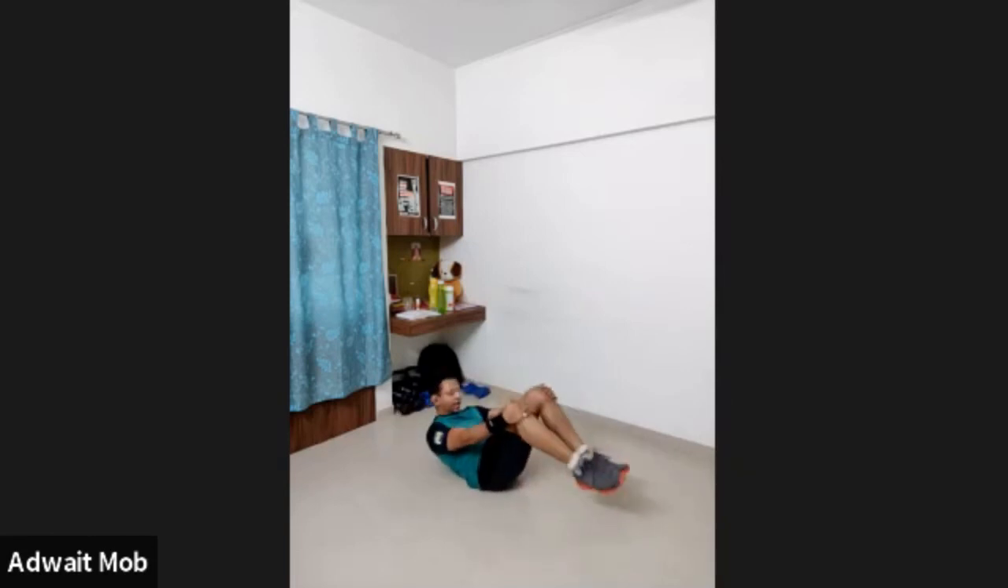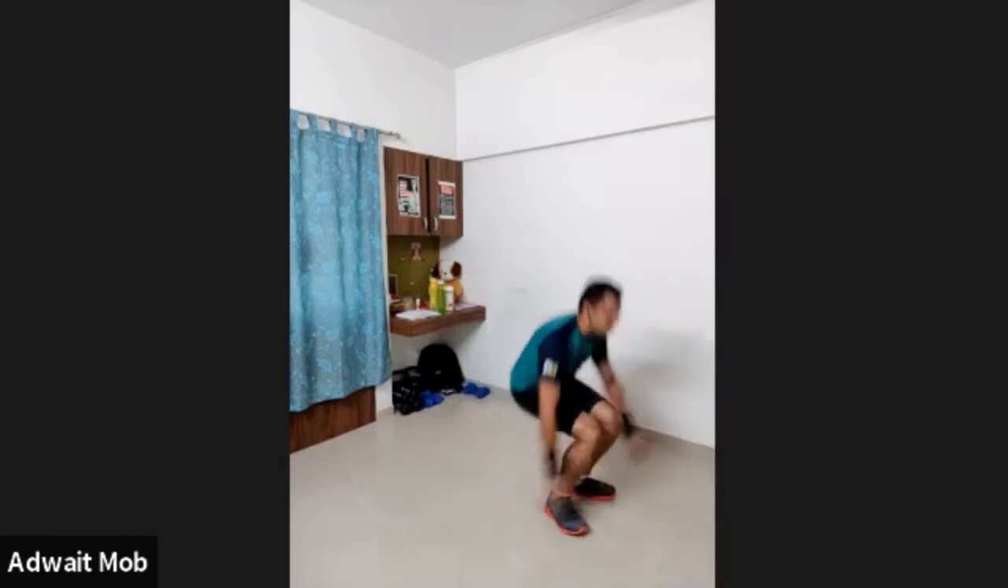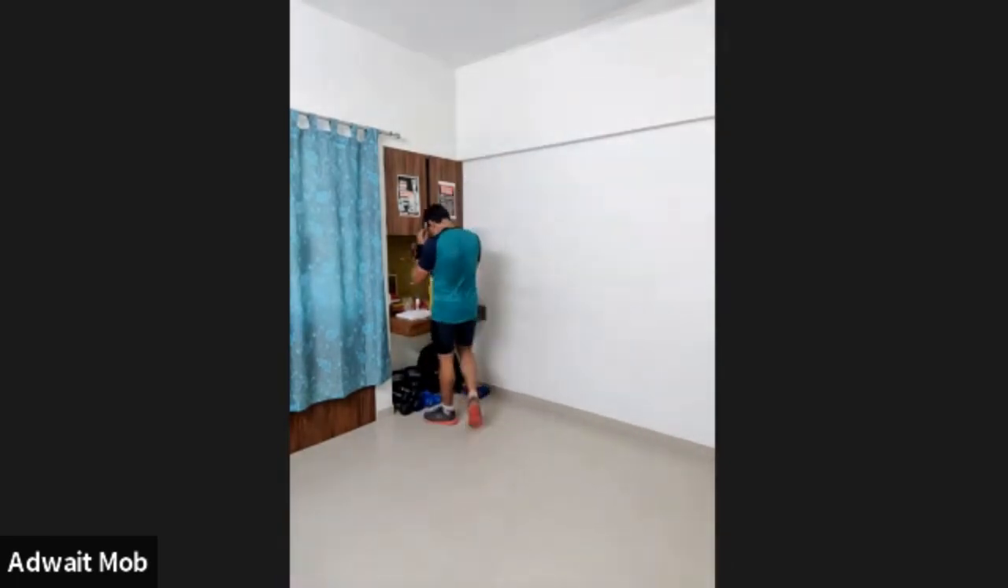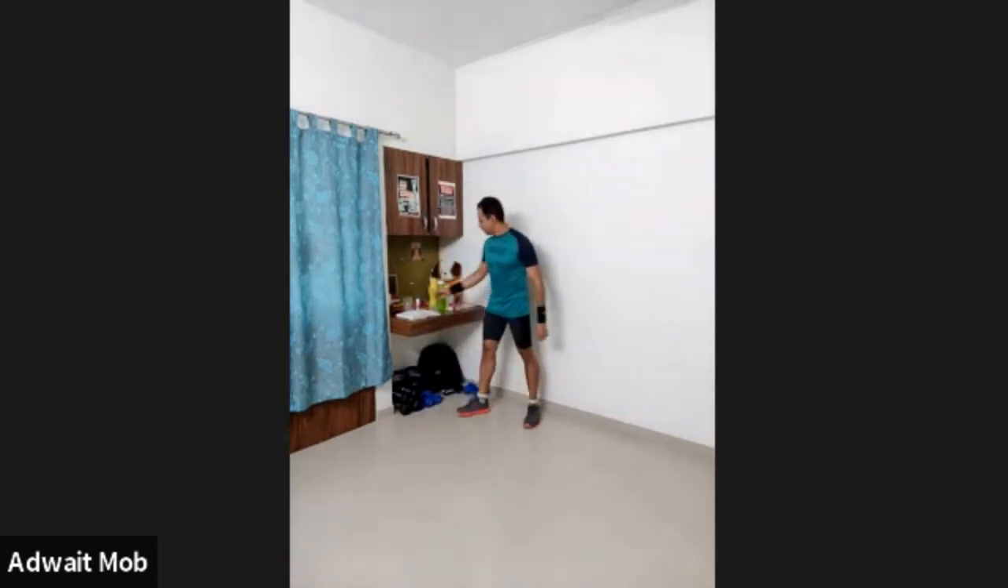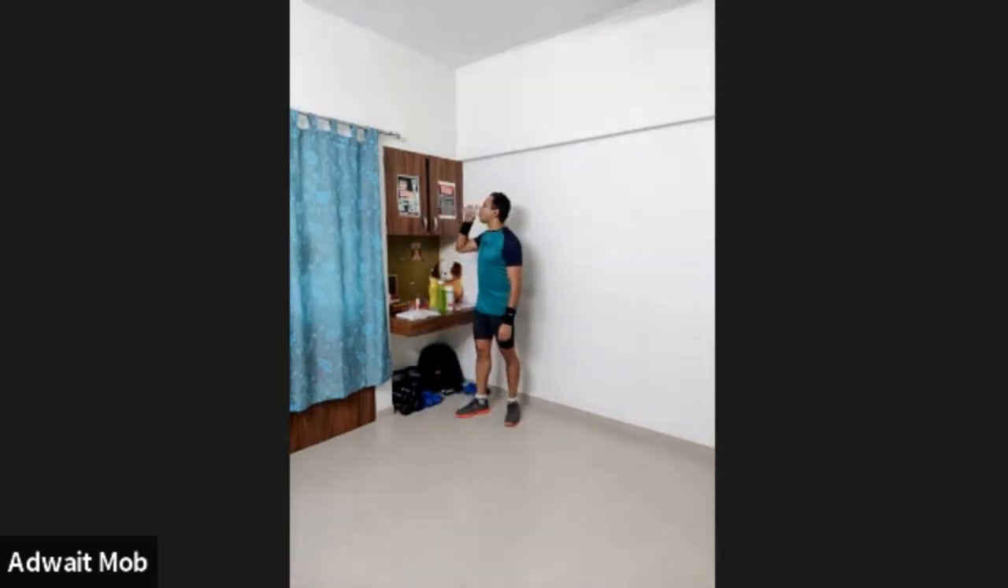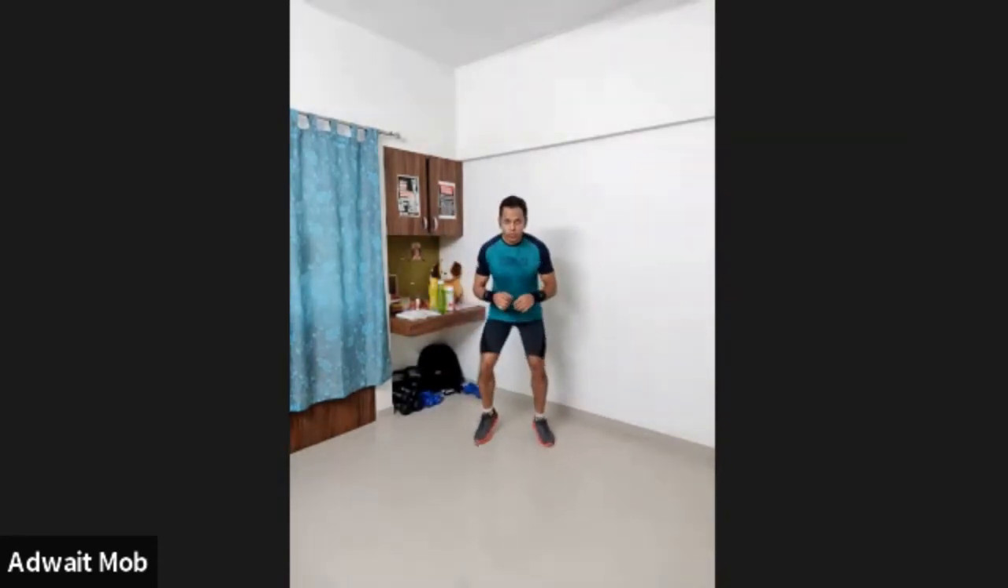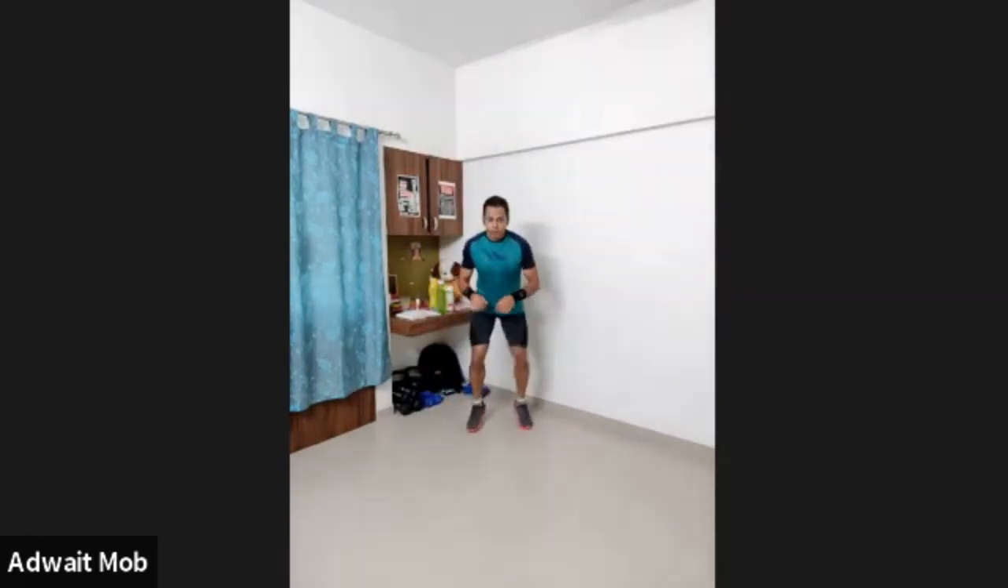So your legs are relaxed. Get up. Now we'll start the next round. Now we're going to do shuffle. 1, 2, 3, 4, 5, and a long jump. Again, go back. Shuffle. 1, 2, 3, 4, 5. Long jump with the opposite leg.